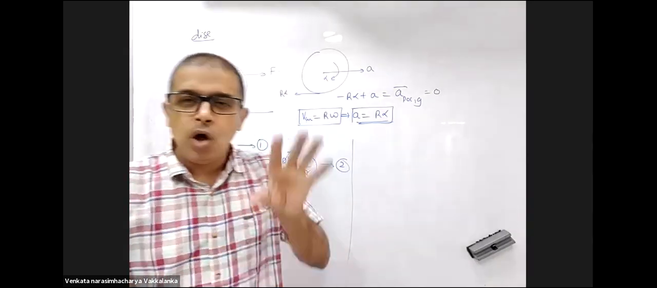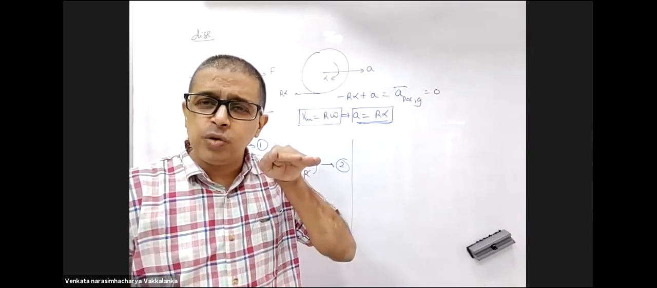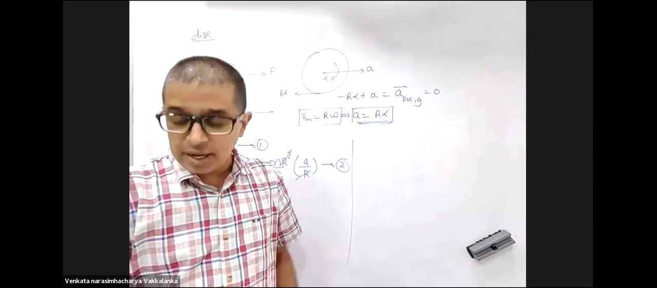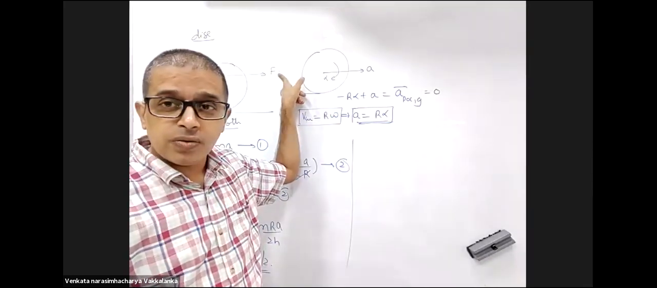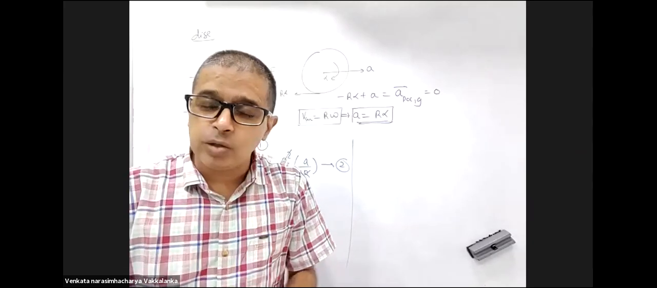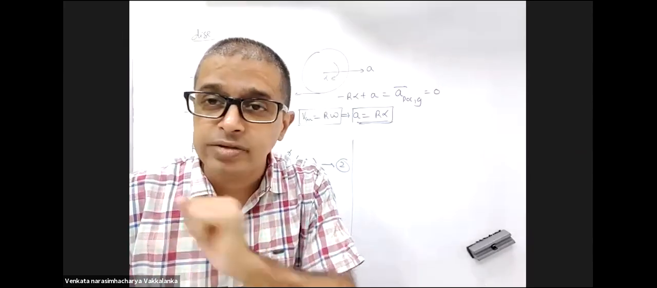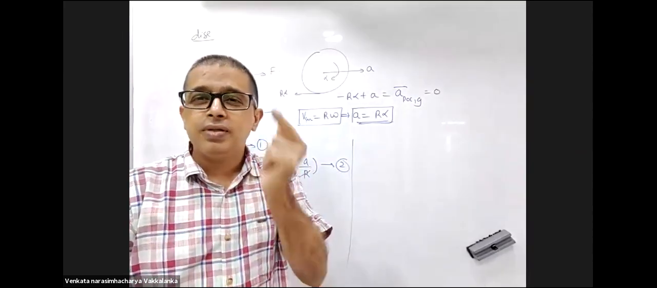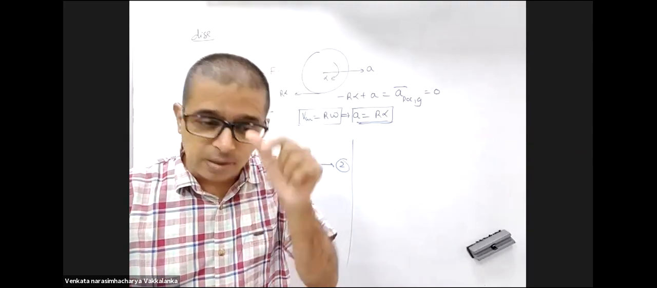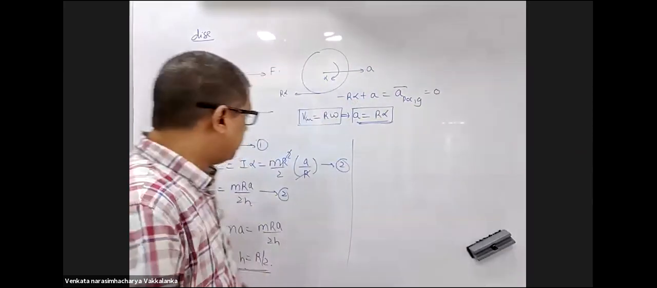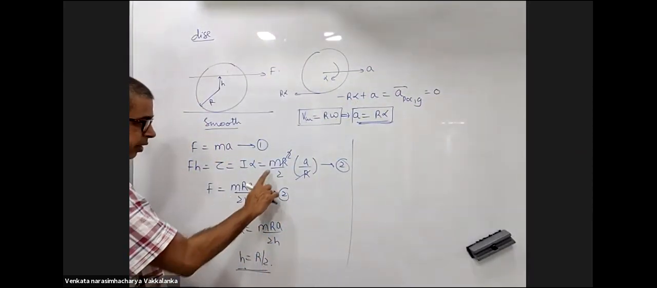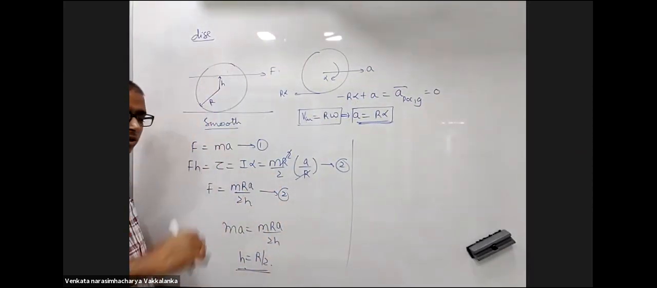That means on a smooth surface, you keep the body and apply a force at a height of R by 2, the body will roll, provided the body is a disc or a solid cylinder. If it is a sphere, then the value will not be R by 2 because I value will be 2 by 5 MR square.